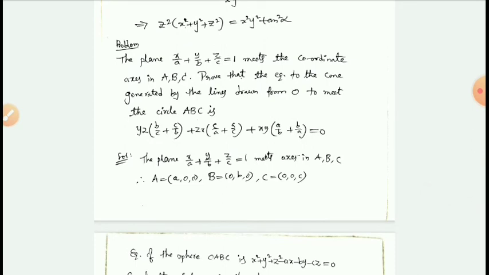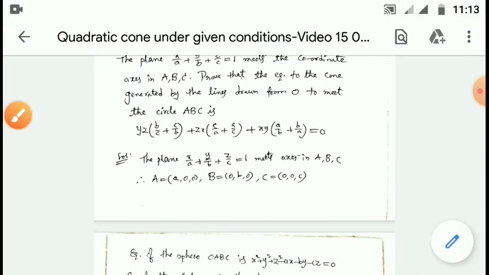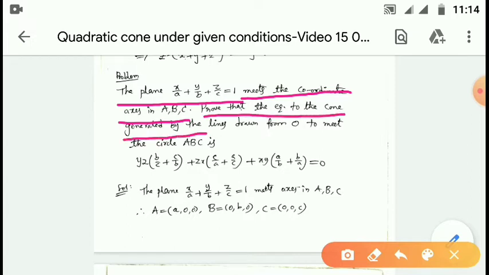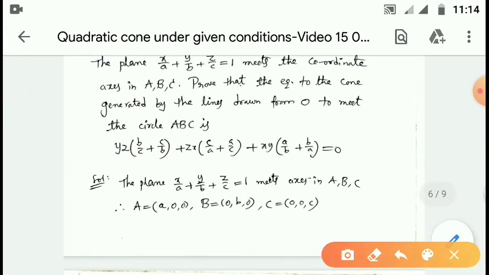So let us go to another problem. The plane x by a plus y by b plus z by c is equal to 1 meets the coordinate axes in A, B, C. That means this plane meets the x axis at A, the y axis at B and the z axis at C. Prove that the equation of the cone generated by the lines drawn from O to meet the circle ABC is given. So what we have to do? We have to prove the equation of the cone generated by lines drawn from O to meet the circle ABC.